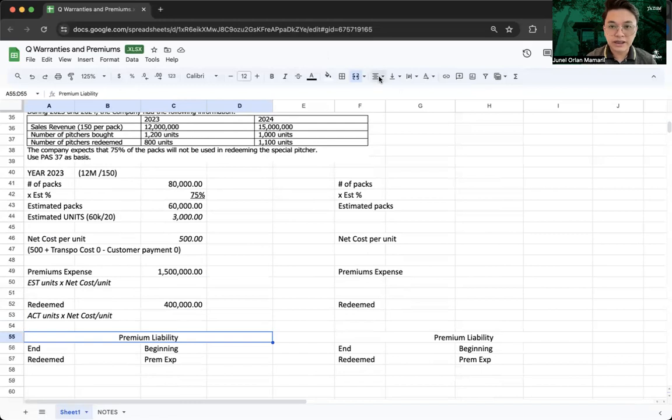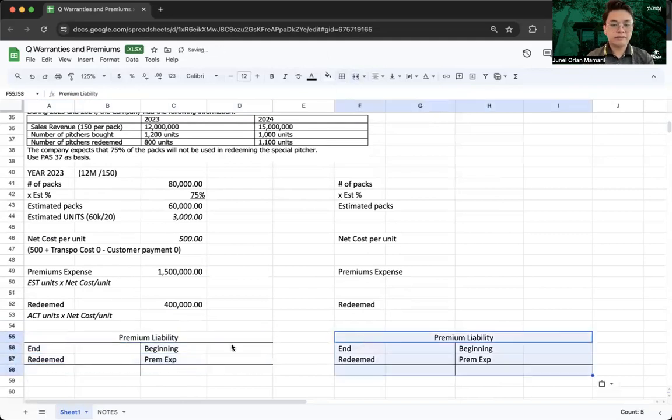Well, of course, i-format lang natin to na mas maganda. Ayan. Okay. Alright. Copy and paste here. There we go.